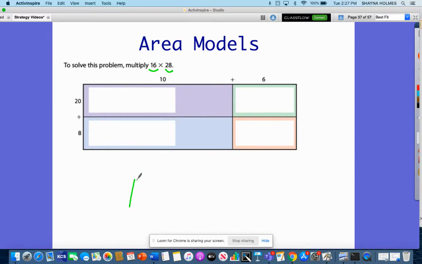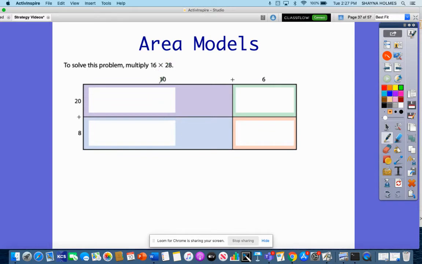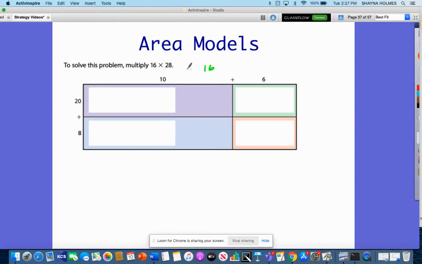So I need to make it where it's cut in half and then down the middle. So it has 4 sections for each of the place values. So this one right here is my 16, and it's broken into its tens and its ones. And then here I have 28 broken into its tens and its ones.